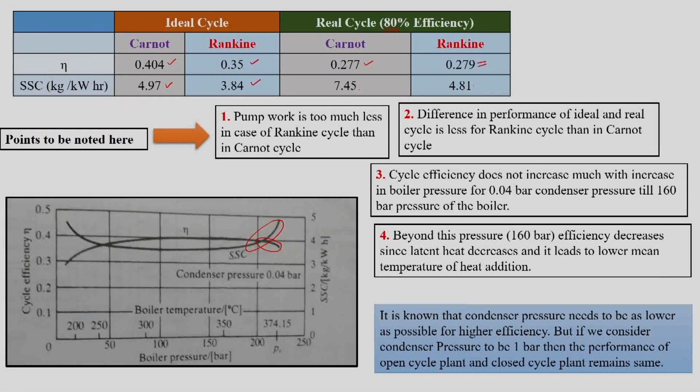Here one point to be noted: if in the same example we keep the boiler pressure the same and increase the condenser pressure to 1 bar, then the Rankine cycle, which we are currently thinking of as a closed cycle, would have the same performance as a locomotive-based Rankine cycle, where the cycle operates as an open cycle, and the steam at the exit of the turbine is released to the atmosphere. So, this is the point of discussion for the Rankine cycle.